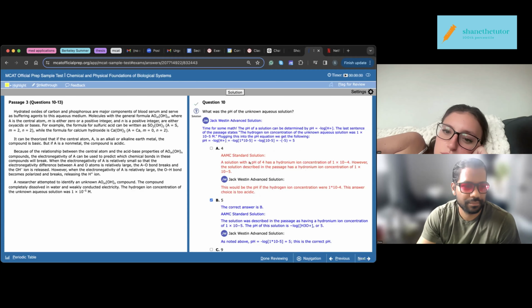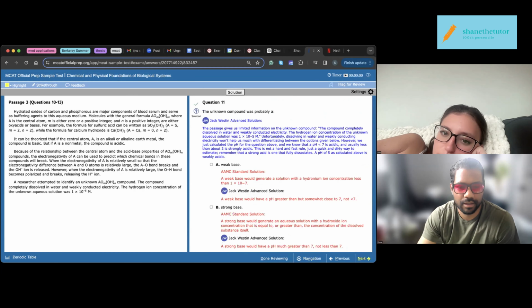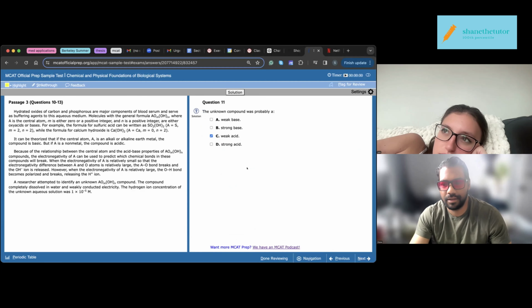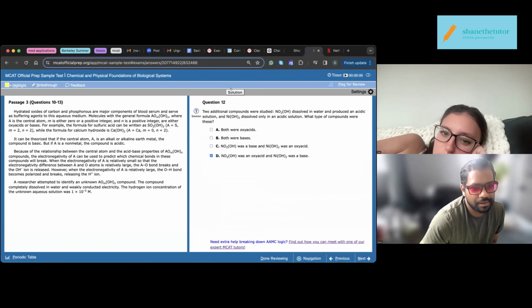This one was super cool because I remember that you taught me the log thing. Well, I don't know if you taught me, but I did the log thing, so then I did the inverse log and I got 5. Great job. And then I thought about the pH scale and that it would be a weak acid because it's close to neutral.